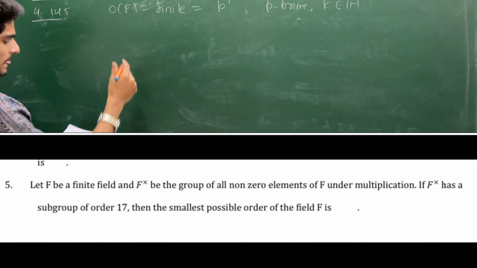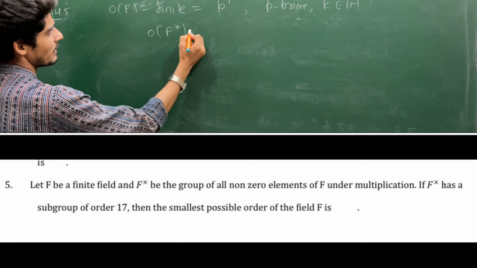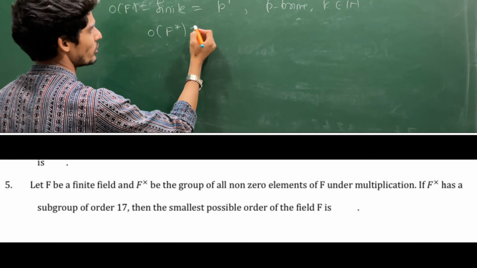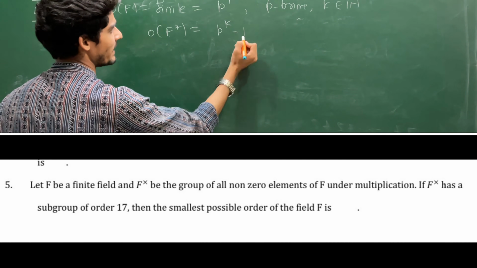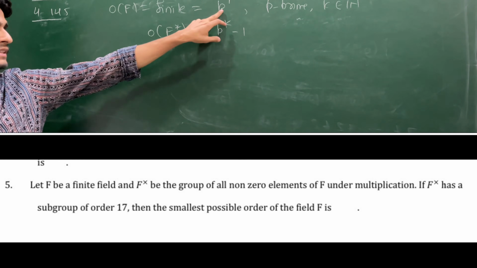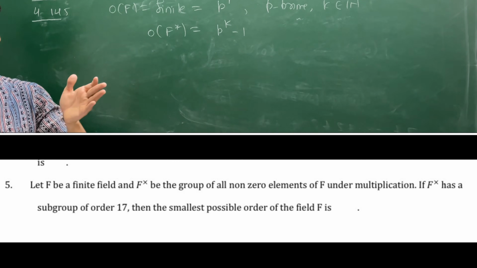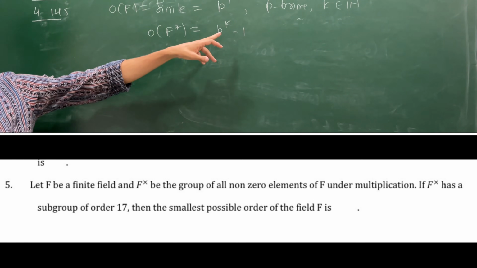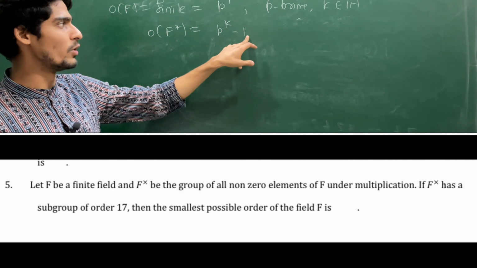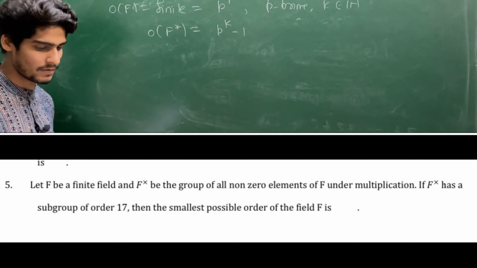I can say this F star, then what will be the order of F star? This F star is a group under multiplication, so its order will be p power k minus 1, because you are taking the non-zero elements and there is only one zero element. If you remove that element, every element is a unit. So you will have p power k minus 1. You have removed the zero element from this. So this is the order of F star.